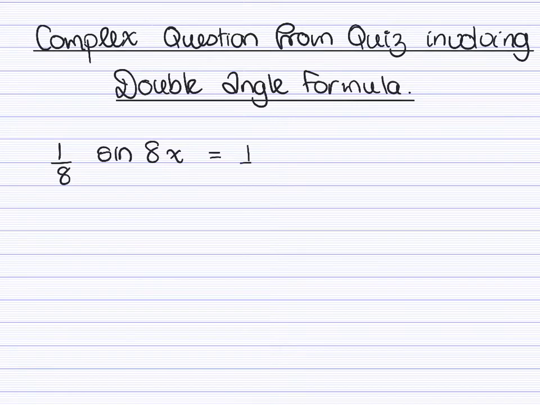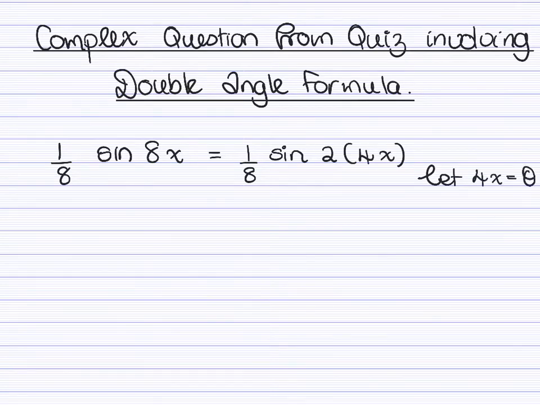So the first thing that you'd have to do is rewrite it as 1/8 sine 2 multiplied by 4x. Okay, so that was your first step there. Now, what I usually say, and you don't have to do this, is let your 4x equal to theta. Right. Now, once I've done that, where I see 4x, I'm going to substitute in theta to make your life simpler, right? So now you have 2 theta.